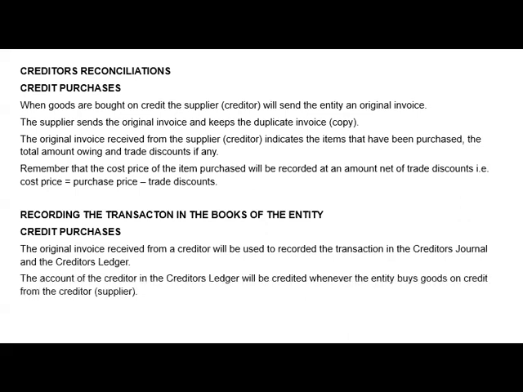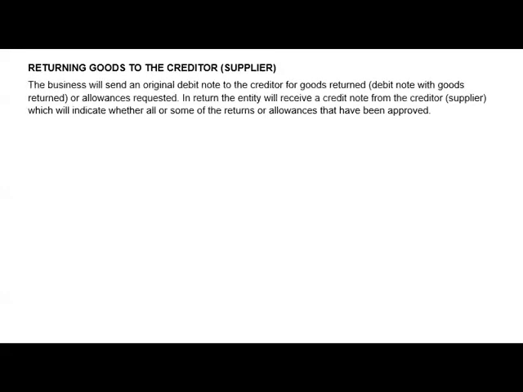The account of the creditor in the creditor's ledger will be credited whenever the entity buys goods on credit from the supplier or creditor. When we return goods to the creditor, in our books, how do we record that? The business will send an original debit note to the creditor for goods returned, or allowances requested. In return, the entity will receive a credit note from the creditor or supplier, which will indicate whether all or some of the returns or allowances have been approved.